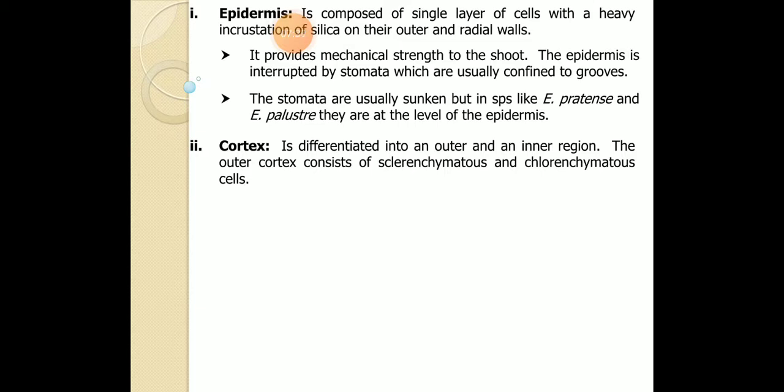Next, the outer region, the epidermis, is composed of a single layer of cells with heavy incrustation of silica. I already told you these usually grow in river basins. That's why sand is commonly there. From that, the shoot or stem of Equisetum absorbs the silica, and it accumulates in the stem of Equisetum.